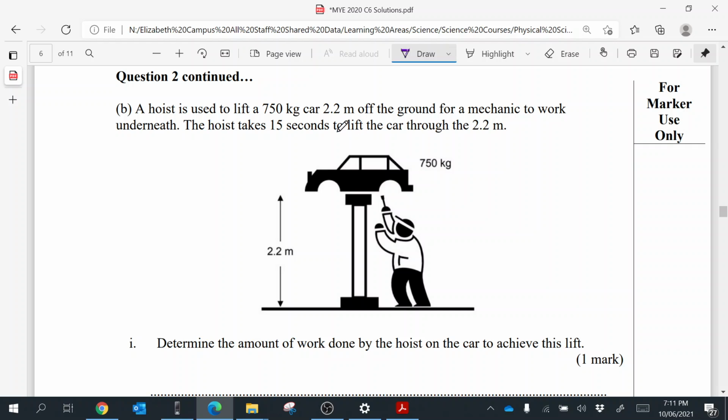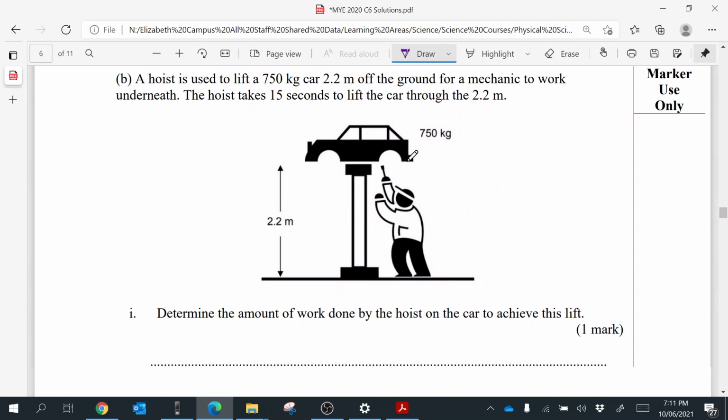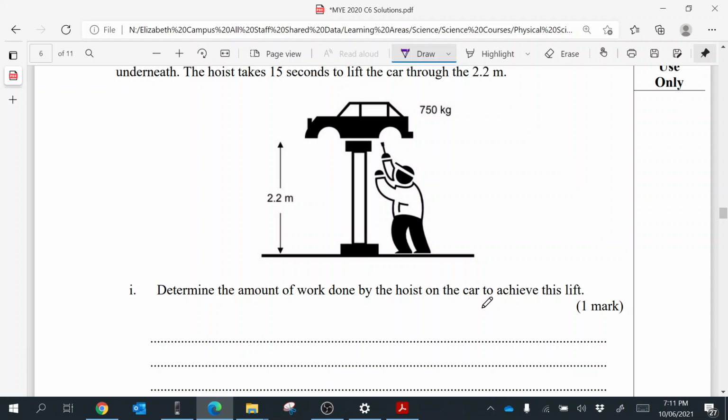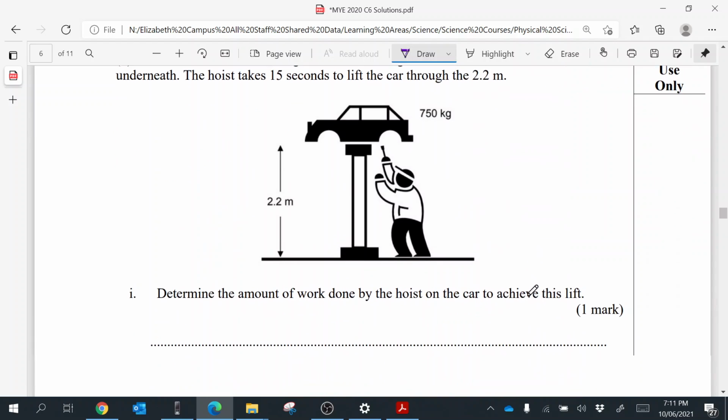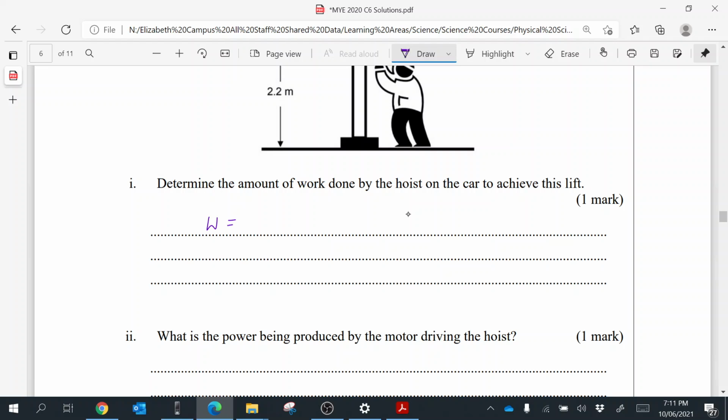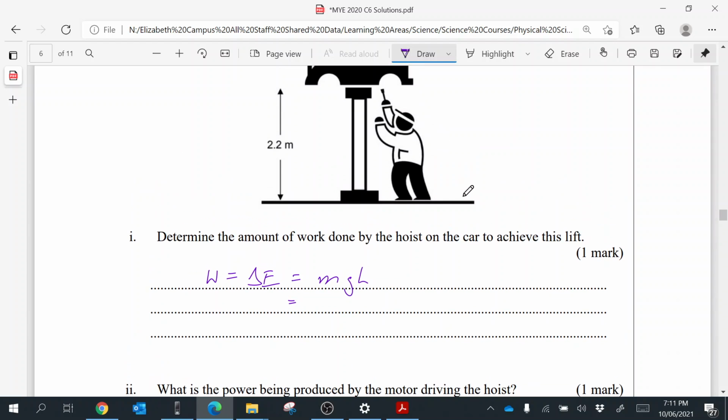A hoist is used to lift a 750 kilogram car 2.2 meters off the ground for a mechanic to work underneath. The hoist takes 15 seconds to lift the car through the 2.2 meters. Okay. Determine the amount of work done by the hoist on the car to achieve this lift. Right, so work is equal to change in energy, which is equal to mgh. So all we're doing is changing the height. So it's all just a change of potential energy.